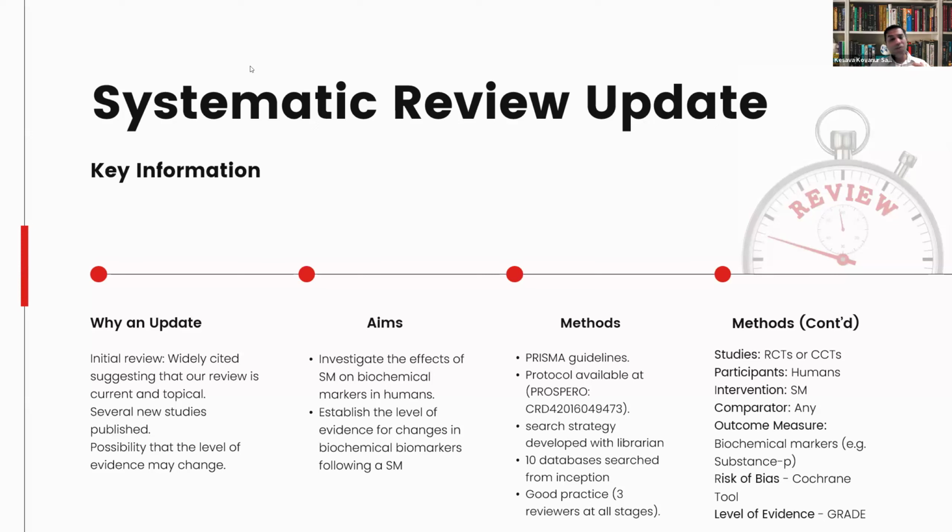And outcome measures of interest were biochemical markers. We broadly classified them as neuropeptides, pain markers, endocrine markers, etc., and inflammatory markers. Typical examples could be substance P or cortisol, which is a hormone. Risk of bias was done using the quite established and valid Cochrane risk of bias tool. And level of evidence or synthesis was done again by a robust, well-established GRADE tool.